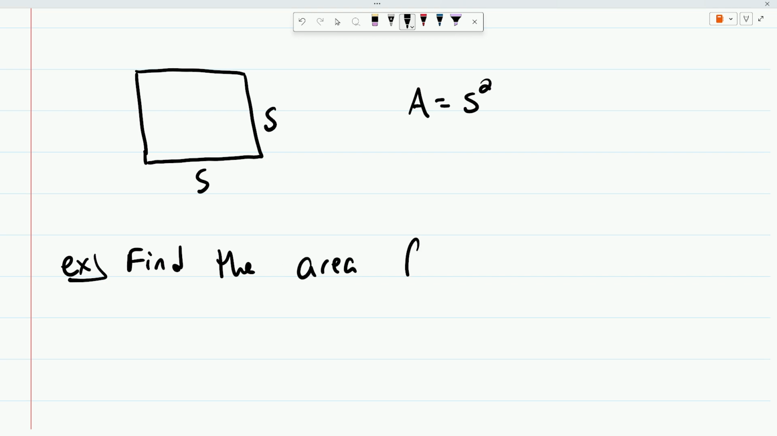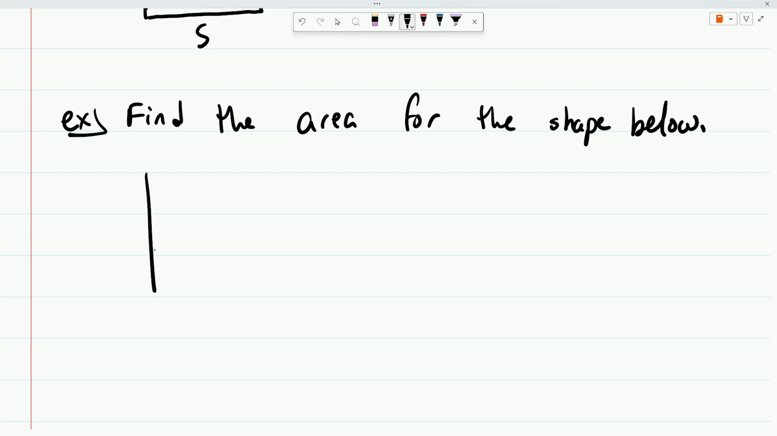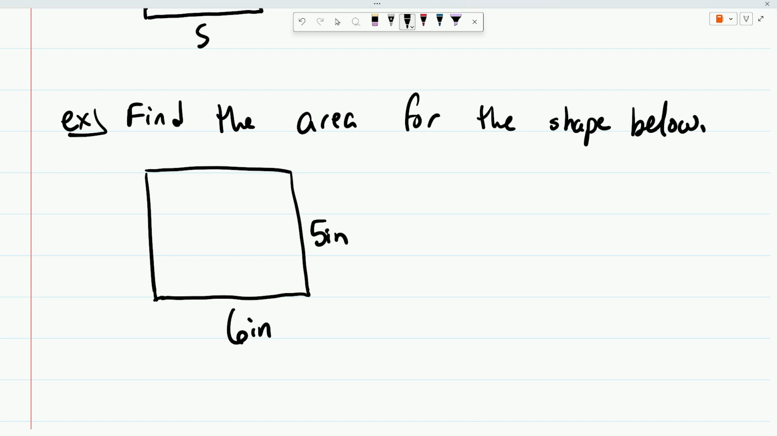Find the area for the shape below. All right, and we're just going to do a little rectangle. We're going to make this 6 inches, and we'll make this 5 inches. Okay, now, this is straightforward. Area is going to equal 5 times 6, which is 30.